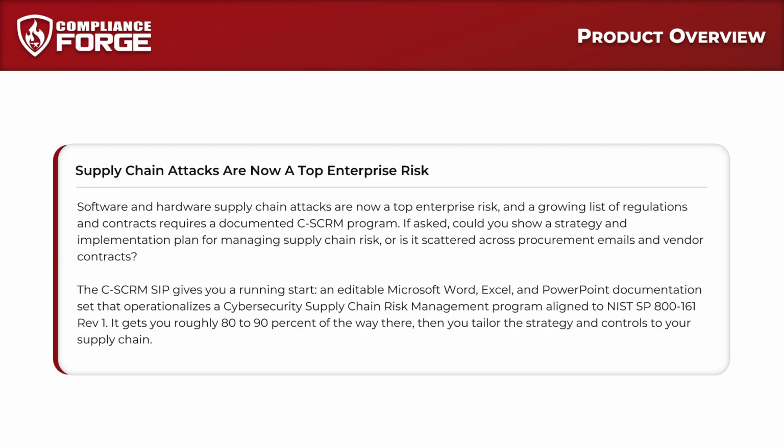The C-SCRM SIP gives you a running start, an editable Microsoft Word, Excel, and PowerPoint documentation set that operationalizes a cybersecurity supply chain risk management program aligned to NIST 800-161 Revision 1. It gets you roughly 80 to 90% of the way there, and then you tailor the strategy and controls to your supply chain.